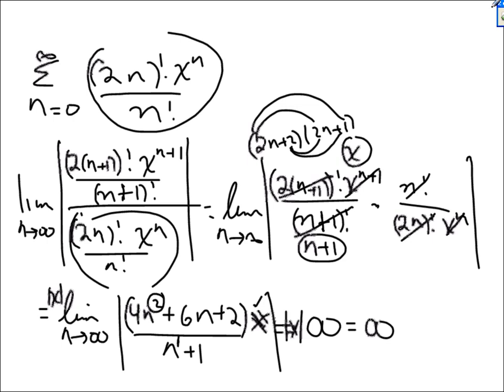Okay, that means this diverges for all x. That is, the radius of convergence, I guess, is 0. There are no values where it converges.